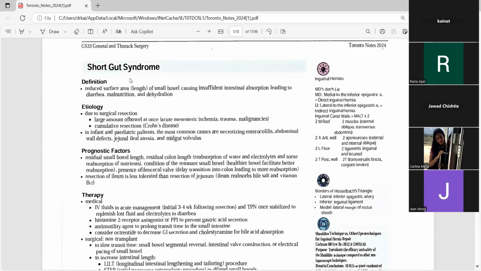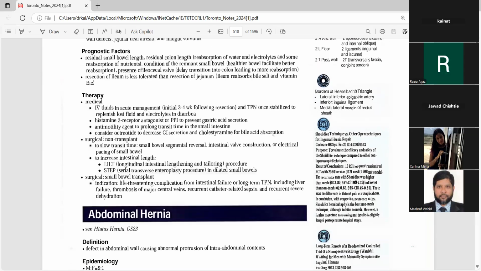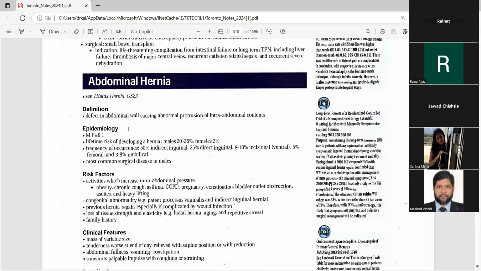Short gut syndrome is also something I saw in one of the MCC practice test MCQs, so you can read their treatment. Mainly the treatment is IV fluid, and in surgery we go for surgery right away. That's a surgeon thing. But up to our level, we go for IV fluid and TPN, and then histamine 2 antimotility agent, and all this we give.